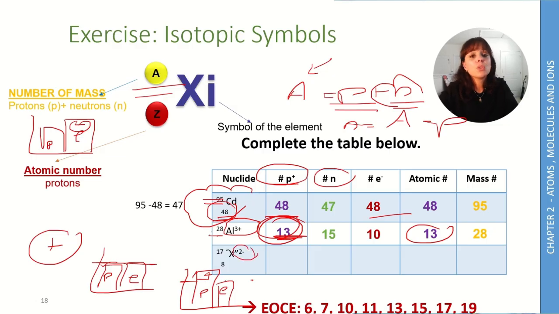So -2 means gain electrons. This is why it's negative. Gain more electrons than protons, so we have more negative. This is why negative charge shows that you gain electrons. So you need to add 2 more electrons to the number of protons, so it will be 10. So we have the atomic number and we have the mass, which is 70. Okay? So we're going to talk about ions better in the next slides.